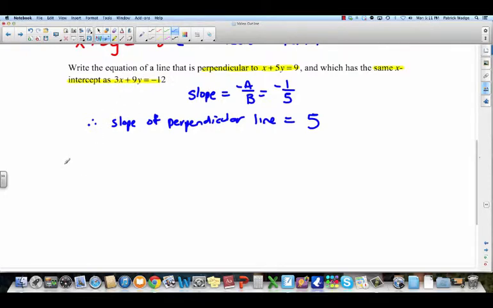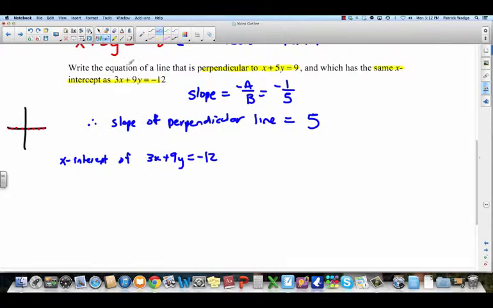How do we do that? Okay, if we want to know the x-intercept of 3x plus 9y equals negative 12. What do you remember about x-intercepts? Well, if it's an x-intercept, remember it's a point that's right on the x-axis. And what's the same about all these points? They all have different x values, but what's the y value of every single one of these points? They all have a y value of 0.